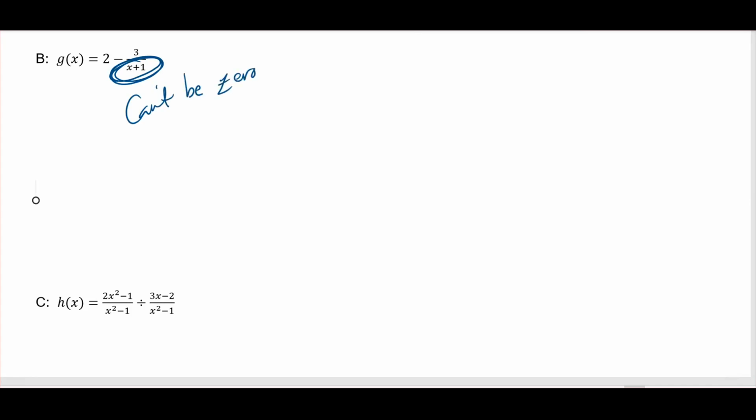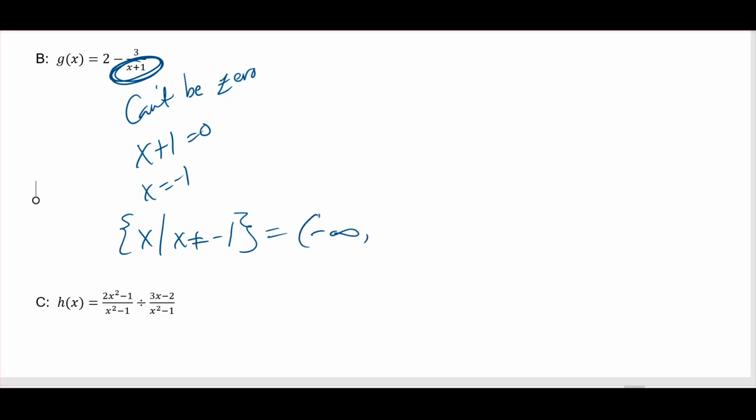Right, so we find the value that makes it 0, and we throw it out, right? So I can't have this value x such that x can't be -1. So that's our domain, and we could write it as an interval as well, right? And we can do that real fast. To -1 union -1 to infinity.